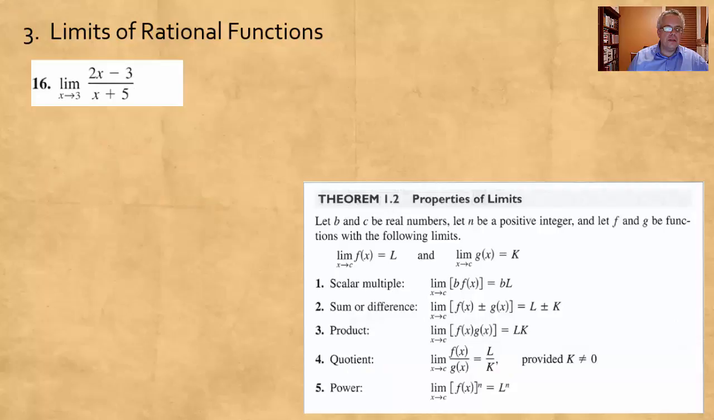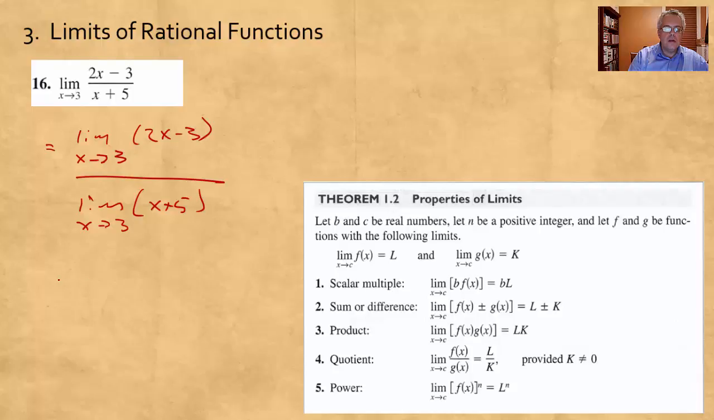All right, we're getting closer to the end here. So I'm going to evaluate this. This would be equal to the limit as x approaches 3 of the numerator divided by the limit as x approaches 3 of the denominator. Okay, as x approaches 3, this approaches 2 times 3, which is 6, minus 3 is 3. The limit as x approaches 3 of x plus 5 is 8, so I get 3/8. I'll leave it like that.